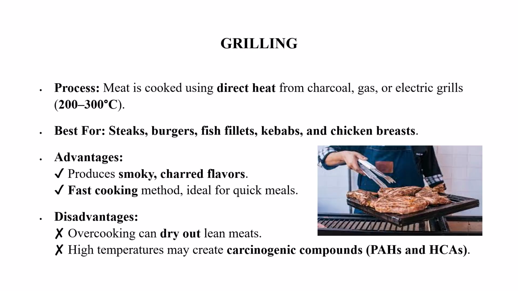Grilling uses direct heat from charcoal, gas, or electric grills, about 200 to 300 degrees Celsius, which is more than that of roasting. Works well for steaks, burgers, and kebabs. Produces smoky, charred flavors but may form harmful compounds if overcooked. The advantages are smoky charred flavors and fast cooking, whereas the disadvantages are it can dry out on overcooking and the high temperatures may create carcinogenic compounds.